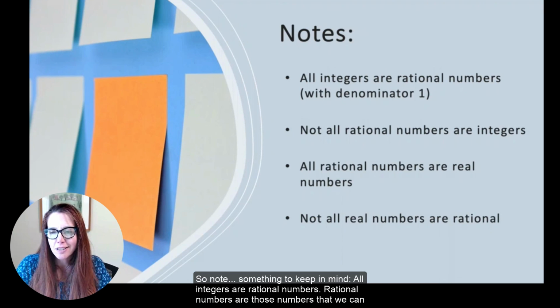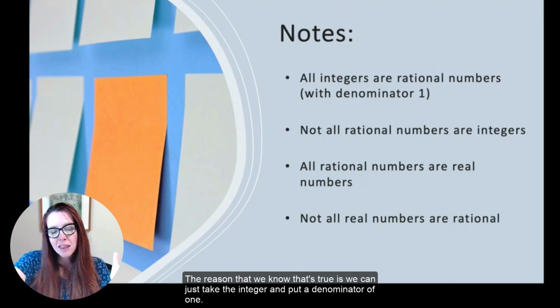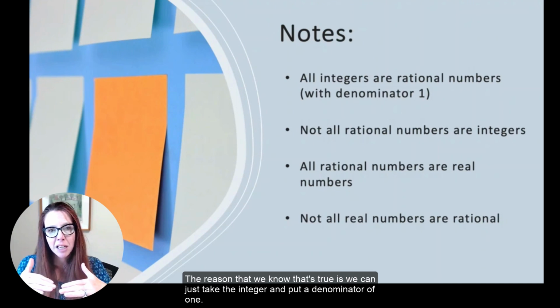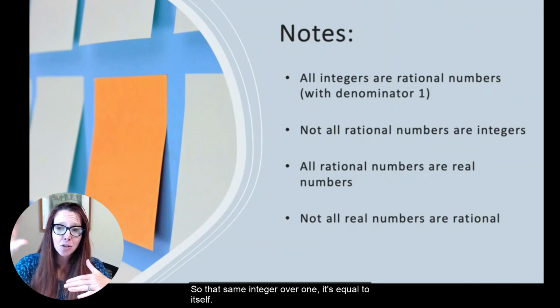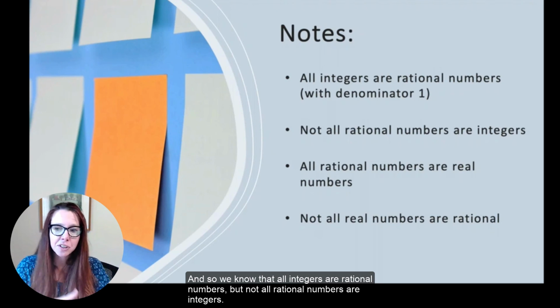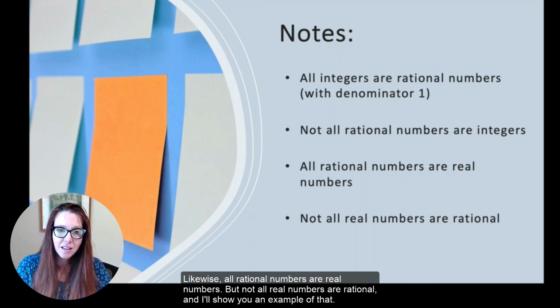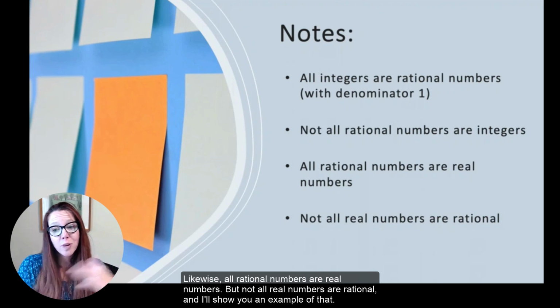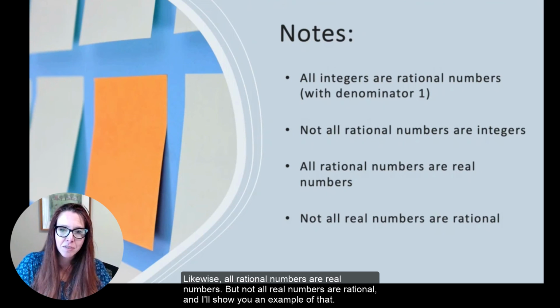So note, something to keep in mind, all integers are rational numbers. Rational numbers are those numbers that we can represent as fractions. The reason that we know that's true is we can just take the integer and put a denominator of 1. So that same integer over 1, it's equal to itself. And so we know that all integers are rational numbers, but not all rational numbers are integers. Likewise, all rational numbers are real numbers, but not all real numbers are rational. And I'll show you an example of that.